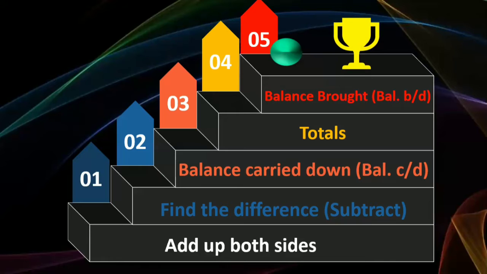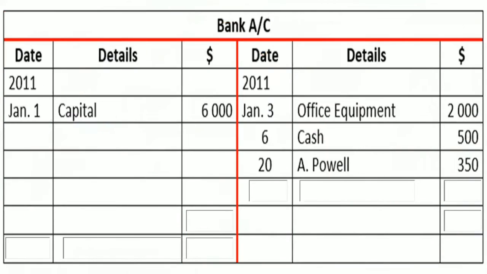Now we're going to look at a few examples. So here we have a bank account with some entries, 1 on the left-hand side and 3 entries on the right-hand side. We're going to apply the steps in balancing off the account to balance off this account. Now, on the left-hand side, we have 6,000. So we're at step 1, finding out the totals for both sides. We have 6,000 on the left, and on the right-hand side, when you total, that is $2,850.